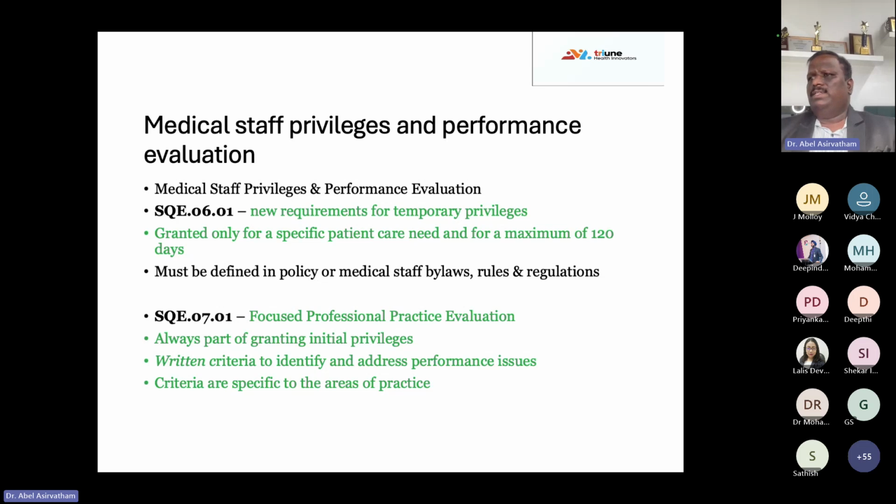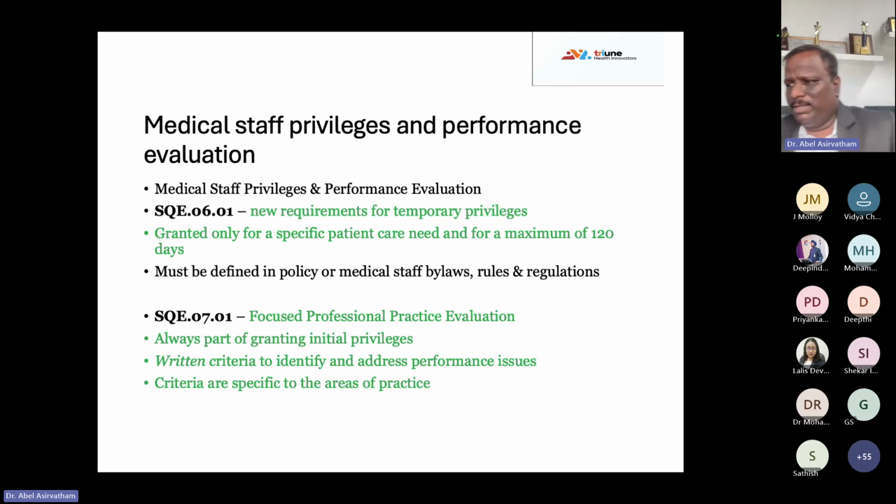Then medical staff privileges and performance evaluation, new requirements for temporary privileges granted only for a specific patient care need and for a maximum of 120 days. For example, suddenly you find that you need a vascular surgeon, whereas you don't have a vascular surgeon, you get the vascular surgeon from another hospital. Okay, you need to give them temporary privileges, after doing the proper credential check. Nowadays online databases are available, and if you are giving temporary privileges, that cannot be for more than 120 days. This has to be defined in the policy or medical staff bylaws.